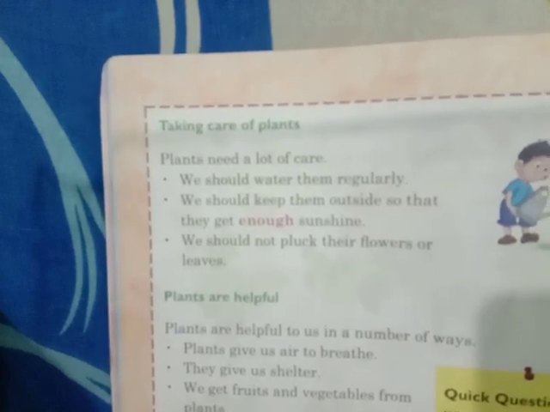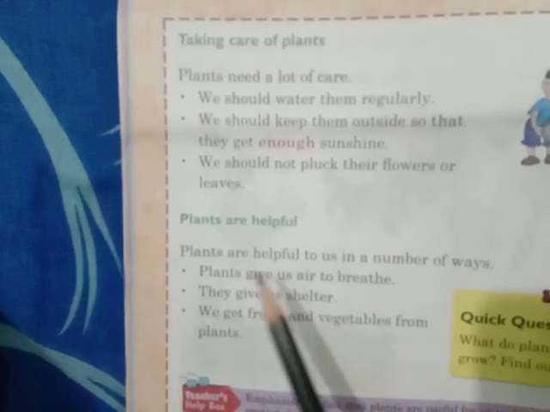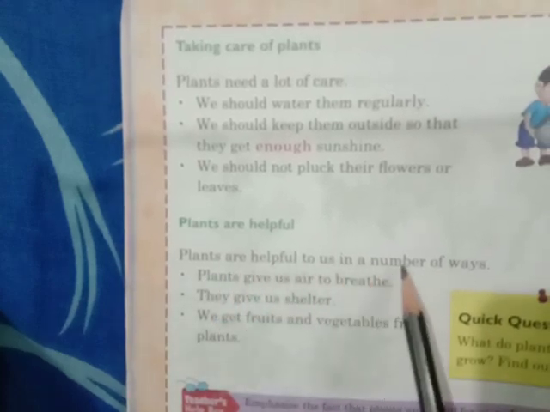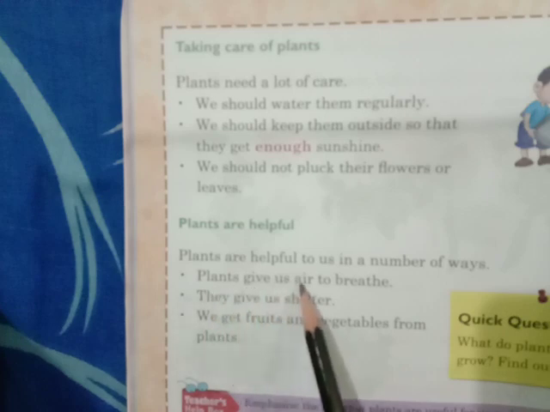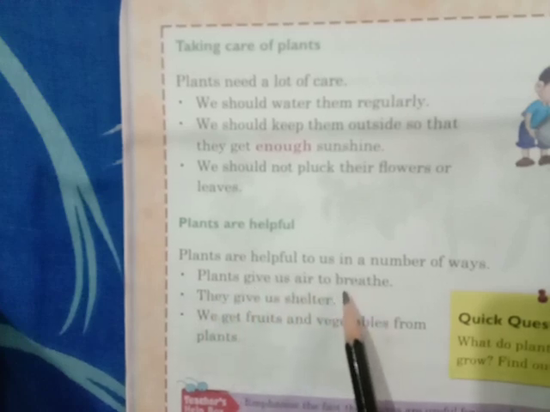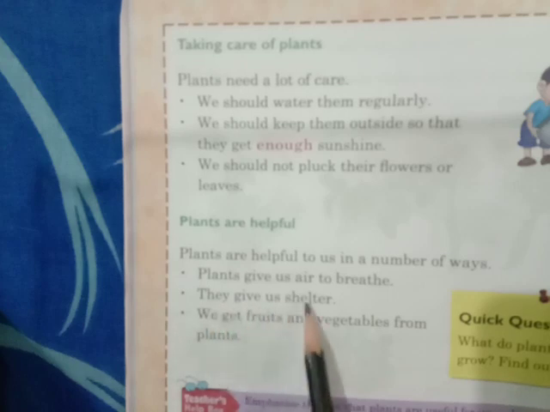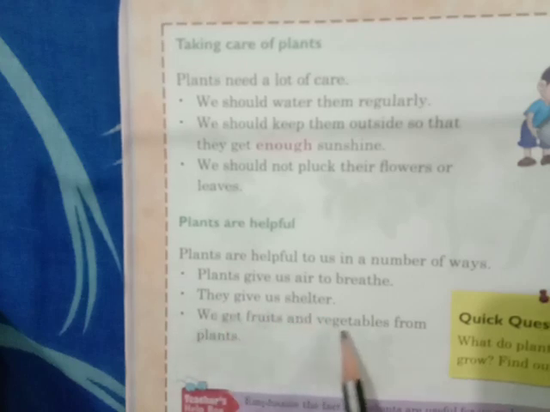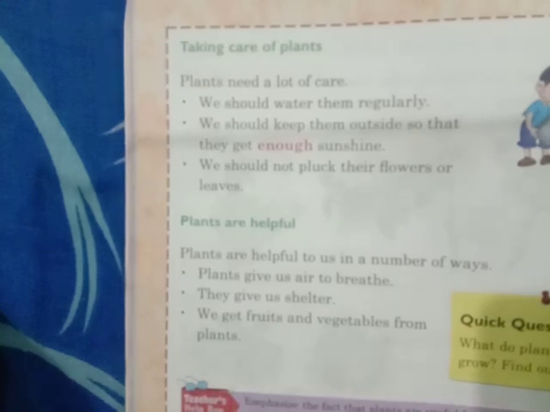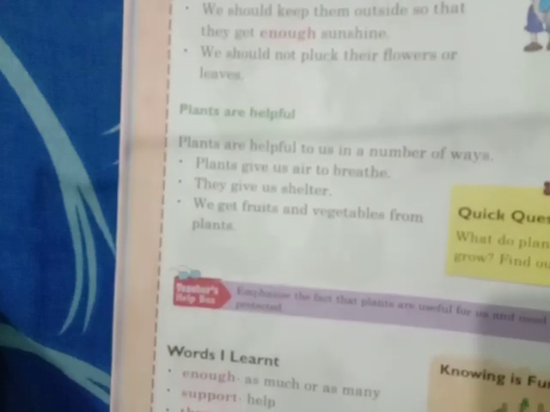Plants are helpful. Let us study how plants are helpful. Plants are helpful to us in a number of ways. Plants give us air to breathe. We get oxygen from plants. They give us shelter. We get fruits and vegetables from plants. Do you know, children, what a plant needs to grow? A plant also needs water and sunshine to grow well. Plants are very important, so we must take care of plants.